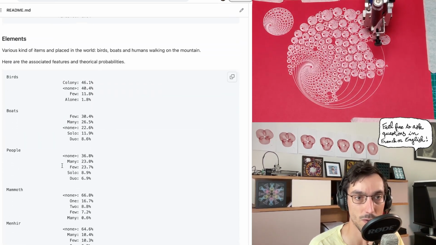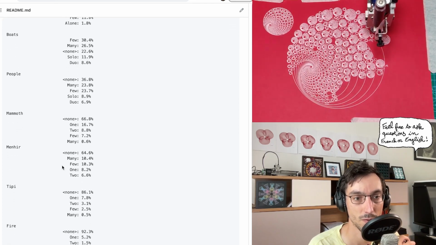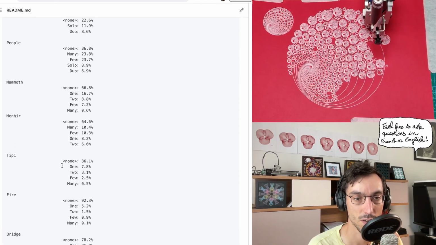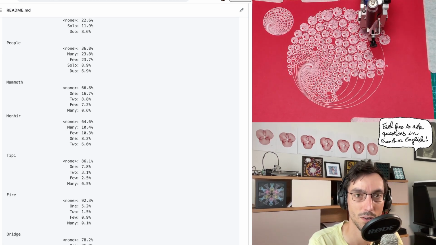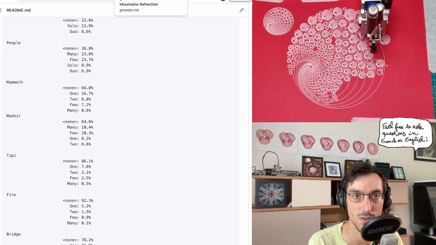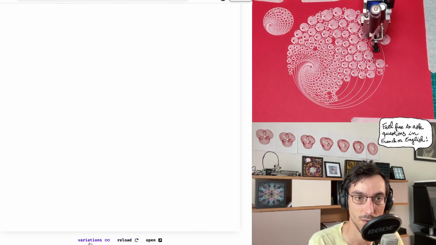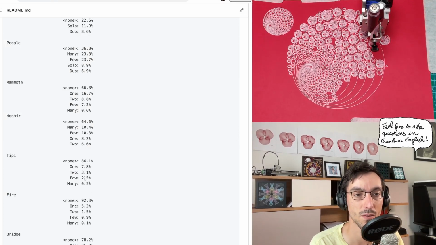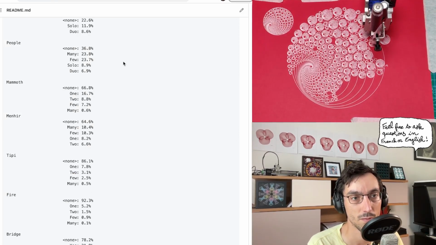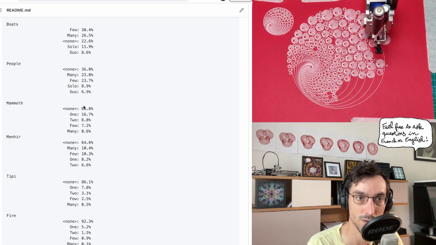And then we have all the elements, the birds, the boats, people, mammoth, menhir, teepee, fire, bridge. So bridge, oh, I thought it was 40%. No, it's actually not. So it's only 20% of the time you have a bridge, which is okay. It's nice that it's relatively like it's the most common thing to have when you look at other randomness.